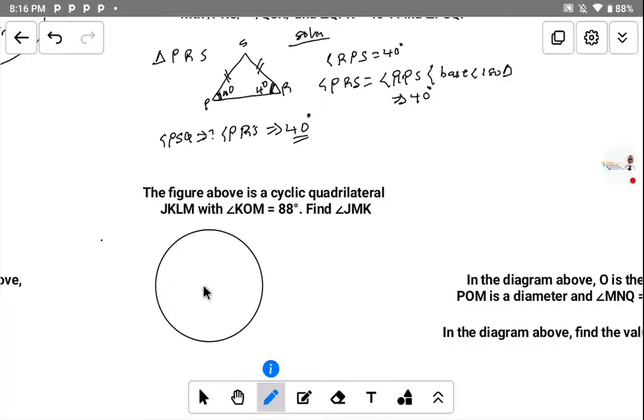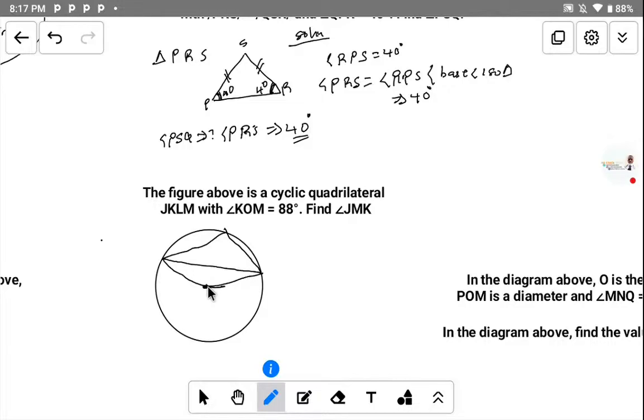So this is the center of the circle, and here we have a radius. We also have another radius, and we join them together to make a triangle. And we also have another chord from this way to this way, which forms like this.